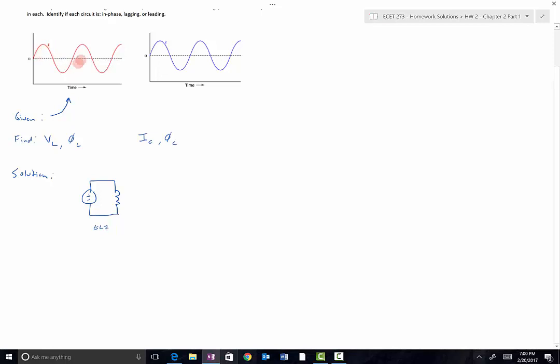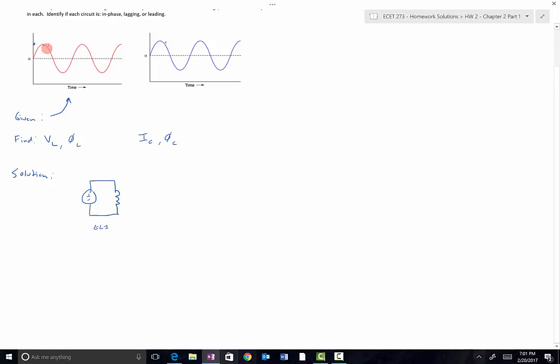Now this is a plot of current, which means the voltage is going to peak 90 degrees before the current does. So remember, from here to here is 180 degrees. That means this here is a quarter cycle. So this thing needs to be peaking a quarter cycle ahead of this, so that's just right there.